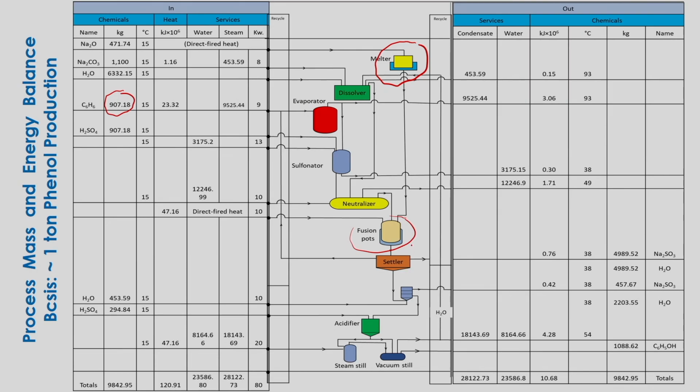So, here for the fusion pots, what the inlet and outlet will be is given. In the settler also the inlet and outlet are given. Even in the filter the inlet and outlet are given. And for the acidifier, as per material balance, the sulfuric acid required is given, and the outlet portion from this acidifier is given. Also the inlet and outlet amounts of the vacuum seal are given schematically.